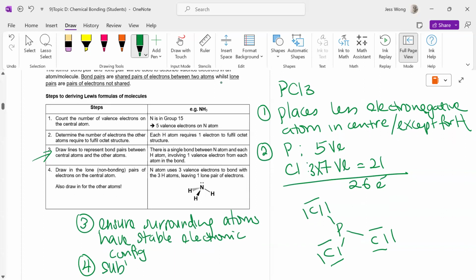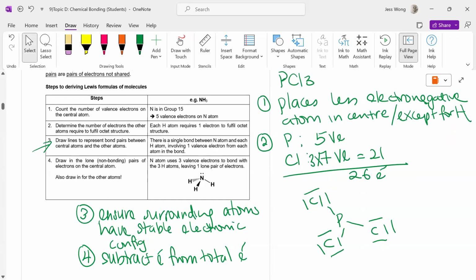Then we subtract the electrons drawn from the total electrons. I've drawn 24, so I use 26 minus 24, and I'm left with 2. What do I do with the 2 electrons? Any excess electrons we usually place on the central atom. So I have an excess of 2, and I'll place them on the central atom here. That's how we get the structure first.